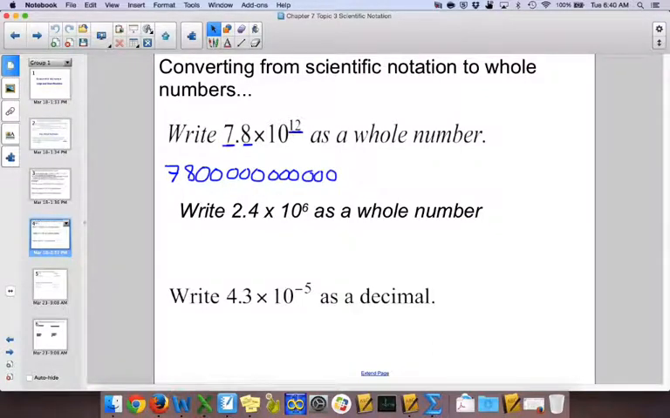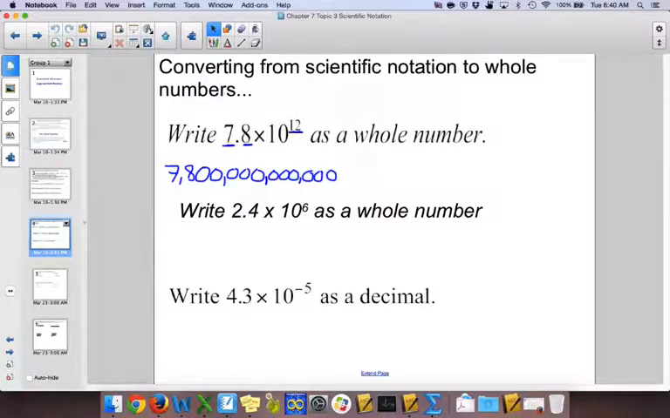Alright, and what I'm going to do is check. So if I take my arrow and I start between the 7 and the 8, I should have 1, 2, 3, 4, 5, 6, 7, 8, 9, 10, 11, 12. That's what we need. Okay, so then we just carefully put our commas in where they're appropriate after every 3 digits. Okay, so there it is: 7,800,000,000,000, I believe.